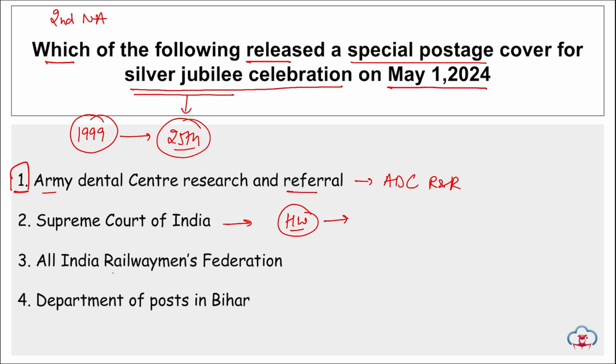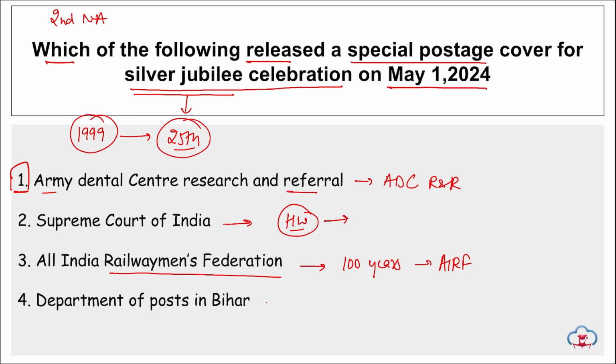Option third is All India Railwaymen's Federation. Union Minister Ashwini Vaishnaw of the Union Ministry of Railways has released a commemorative postage stamp to mark 100 years of the AIRF, that is All India Railwaymen's Federation, at an event held at the Karnail Singh railway station in New Delhi.